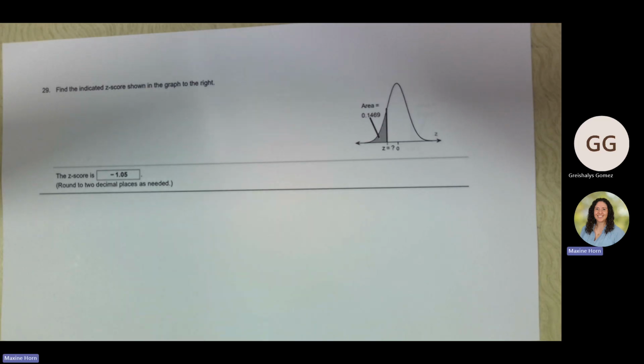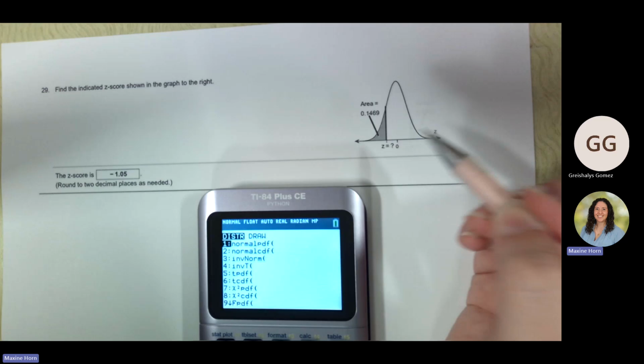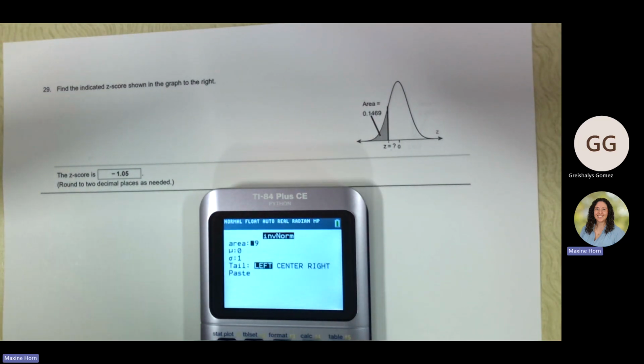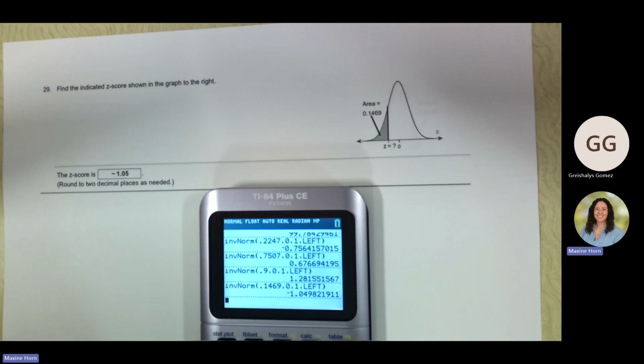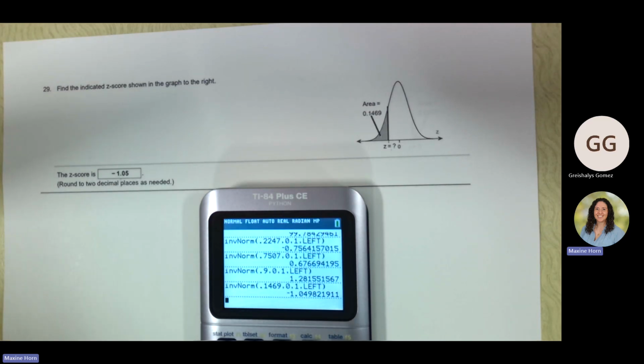So again, find the indicated z-score. It's giving us an area, and it's asking us to find the corresponding z-score. So again, we have the area, we're being asked for the z-score, we go to inverse norm. The area to the left is 0.1469, and that's how we get, again, if we round to 2 decimals, negative 1.05.